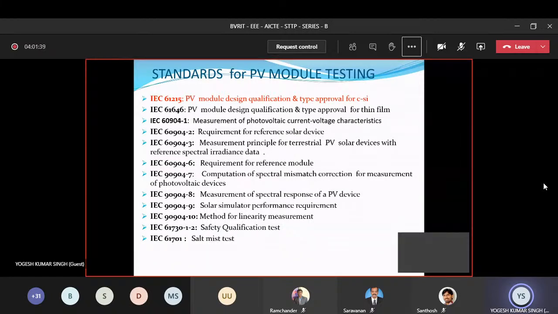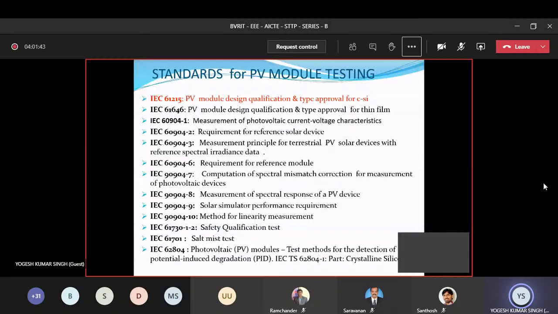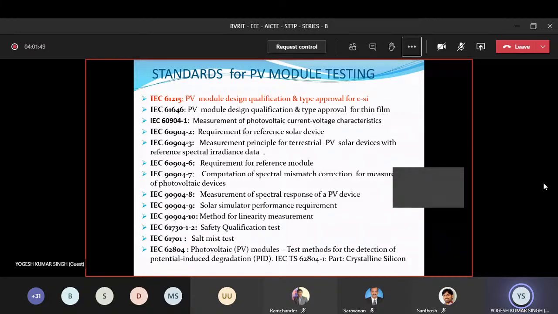And finally, we have the photovoltaic module test for the detection of potential induced degradation. That is called PID. So the PID is a major term. With the help of IEC 62804, we will do the PID testing.